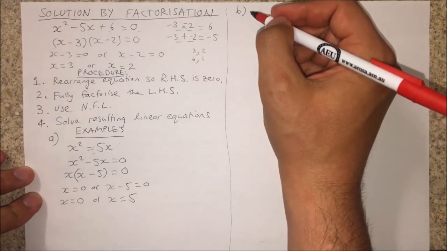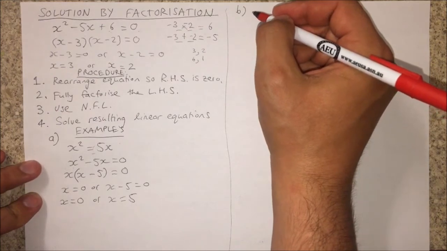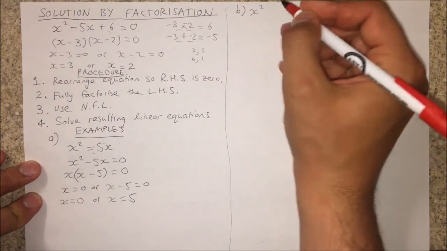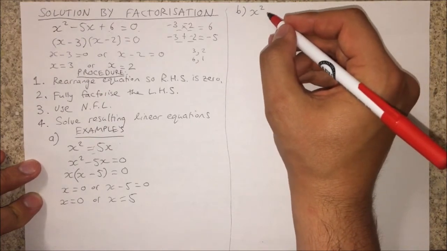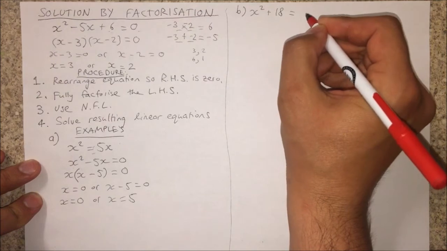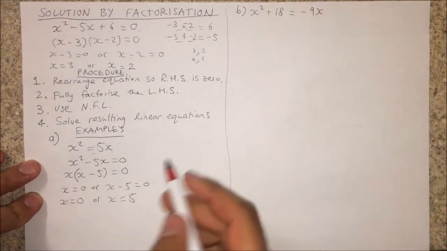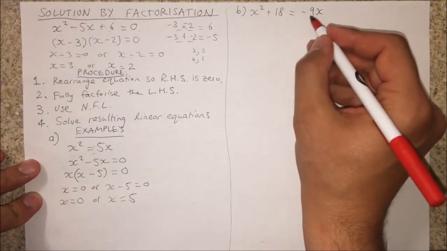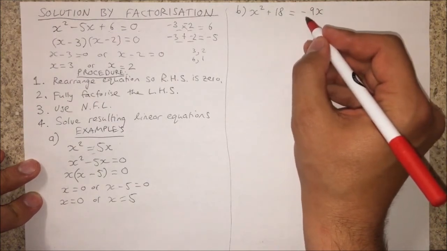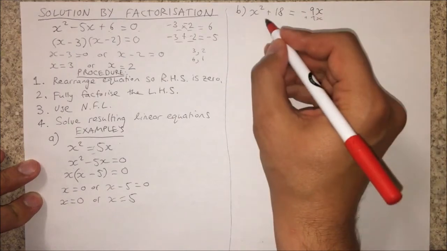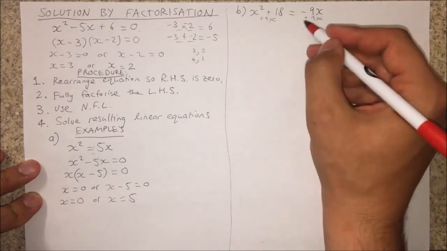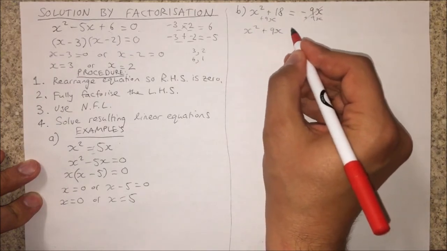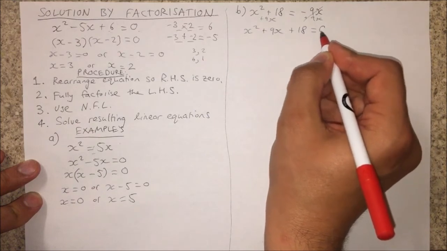So, our next example we're going to look at is x squared plus 18 equals -9x. So step 1, rearrange it so the right hand side is 0. So we're going to do the opposite to get rid of the negative 9x. We're going to add 9x to both sides. So we're going to cancel out. We're going to be left with x squared plus 9x plus 18 equals 0.